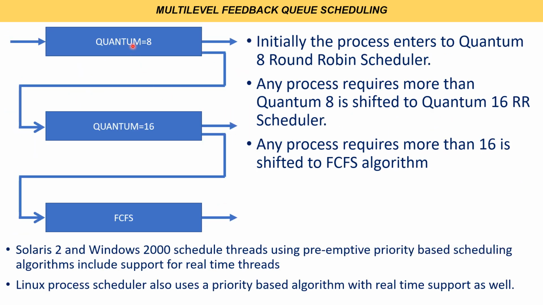This is an example. The first two queues use round robin, but the first has a quantum of 8 seconds and the second has a quantum of 16 seconds. And the FCFS scheduling algorithm is used in the last queue. Solaris 2 and Windows 2000 use a preemptive priority-based scheduling algorithm with support for real-time threads. The Linux process scheduler also uses priority-based scheduling with real-time support as well. Thank you.